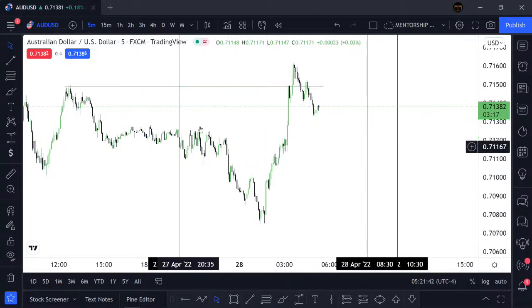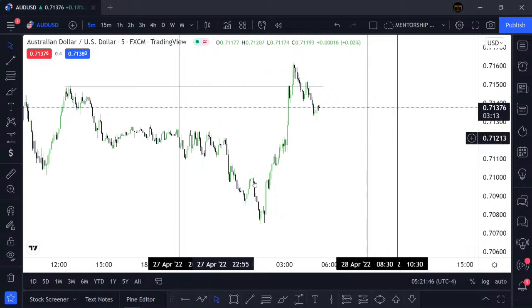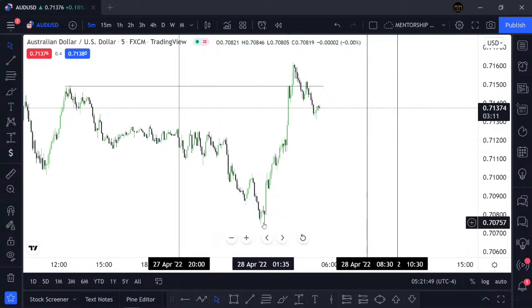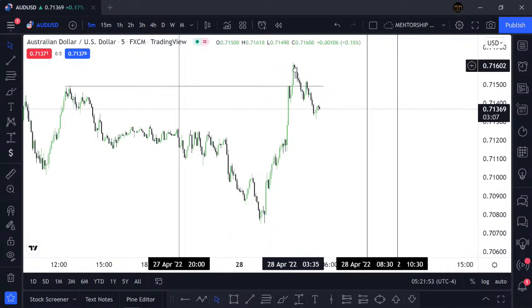Now, this was the manipulation. This was the accumulation here. The manipulation, then this distribution here, pushing price higher. Are we still trading higher?